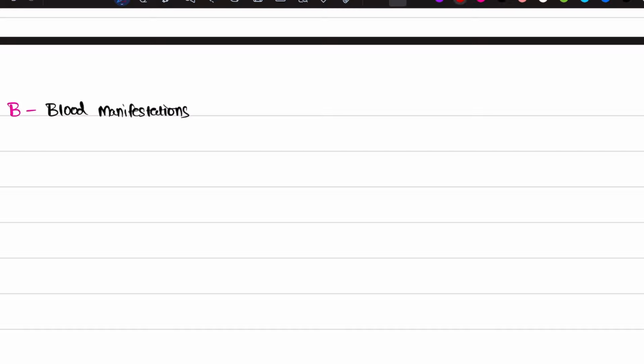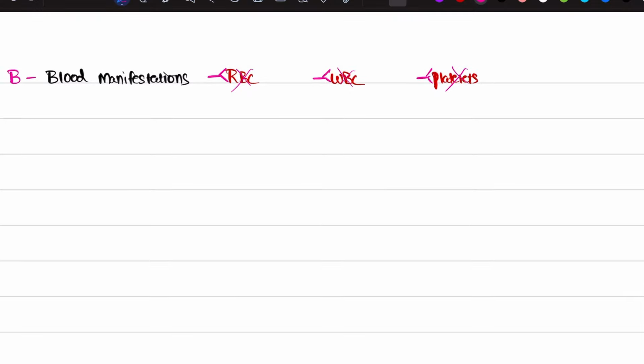So let me write it for you guys. Here RBCs and WBCs and platelets. Everything is decreasing. So let me draw it for you. There is an antibody forming against RBCs, WBCs and platelets. So this is damaging the RBCs, WBCs and platelets. So all the counts are decreasing. So the patient complains of pancytopenia. Let me write it for you. Pancytopenia.